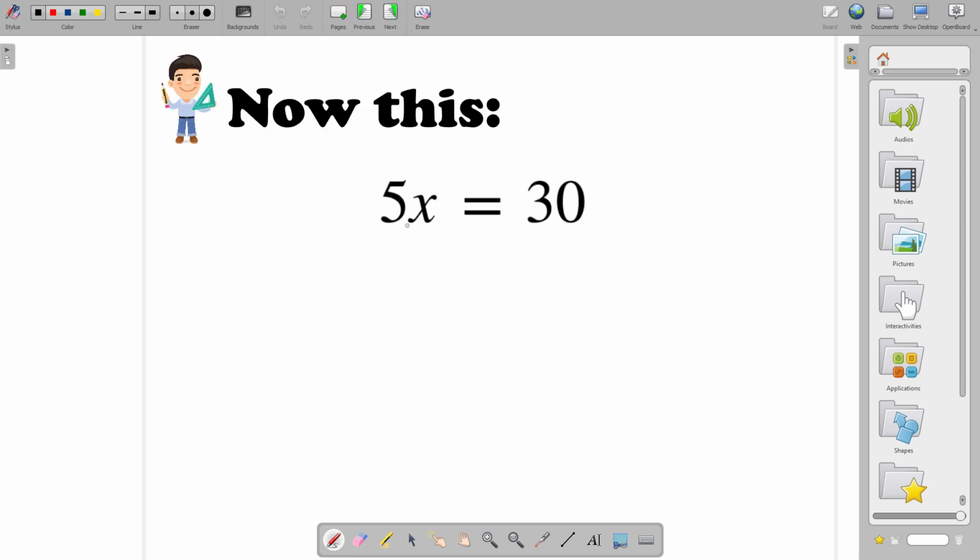This time, we have a 5 and it's being multiplied by the x. So the way we undo this 5 or get rid of the 5 is by dividing this side by 5 so that those 5's will divide out. If I do that on the left, I must do it on the right. The 5's divide out. I'm left with x, and 30 divided by 5 is 6. And I can check that because 5 times 6 is 30. You get 30 on both sides, so that answer checks out.